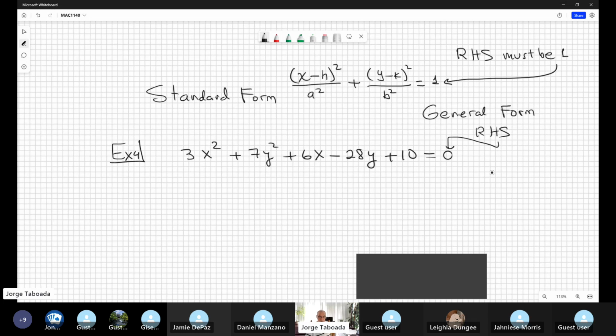For doing that, I separate the x part like that. 3x squared plus 6x. Yeah, I separate the y part. Plus 7y squared minus 28y. In this case, I put an equal sign and put minus 10 here. Alright, now I need to complete the square. Complete the square.